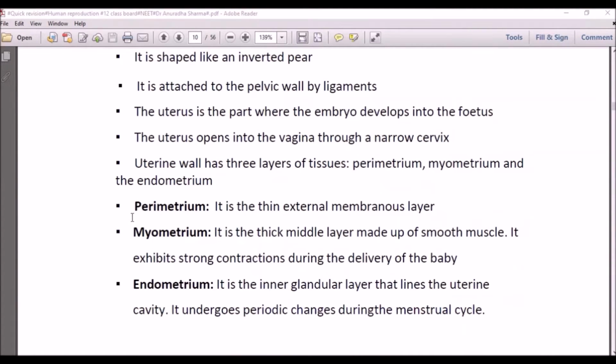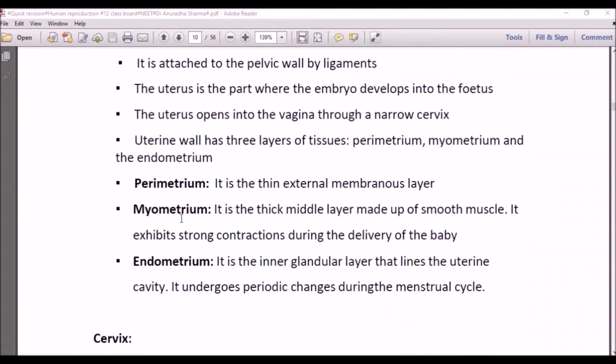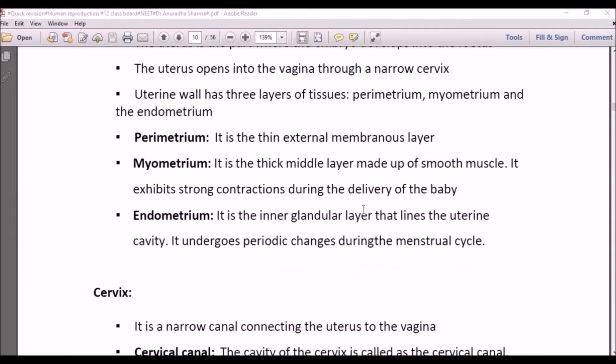I have already told you that the uterine wall has 3 layers of tissue, that is perimetrium, myometrium and endometrium. Perimetrium is the thinnest external layer. Myometrium is the thick middle layer, and it is made up of smooth muscle, and it exhibits strong contractions during the delivery of the baby. So this myometrium is helpful in the delivery of the baby.